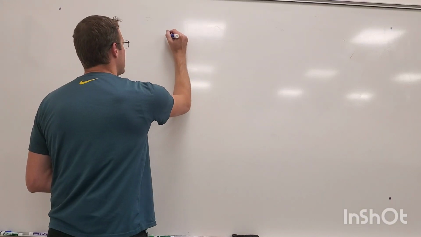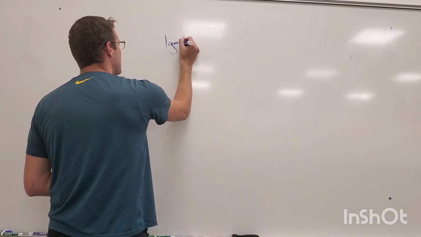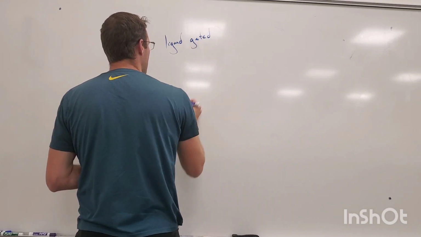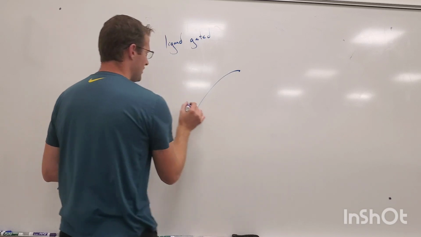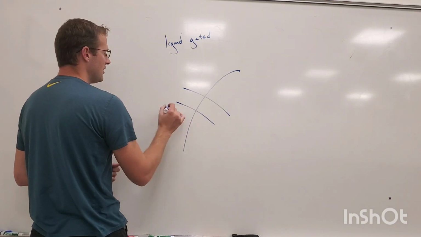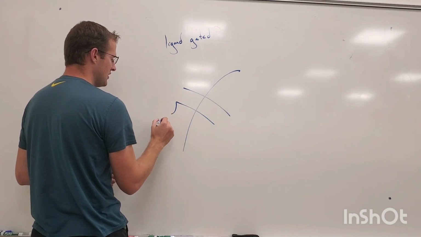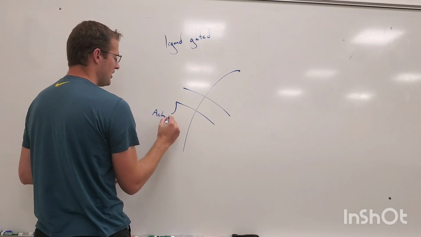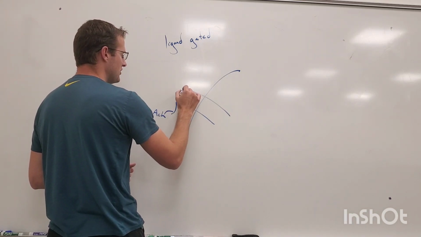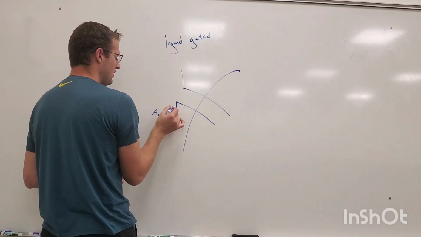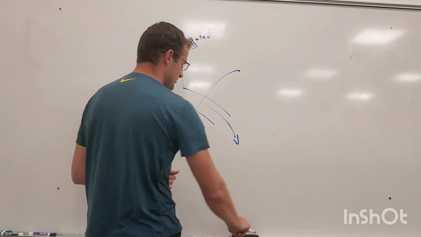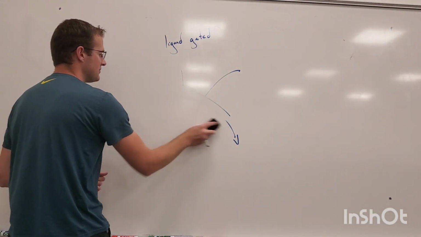There's one more, also the ligand gated. Basically with the ligand gated, it requires something other than the molecule that's trying to move. A common one we see is acetylcholine, ACh, and it will bind to this ligand gated receptor. Once it's bound, the door will open, and the molecule will be able to move in or out based on its concentration gradient and the specificity of the channel.